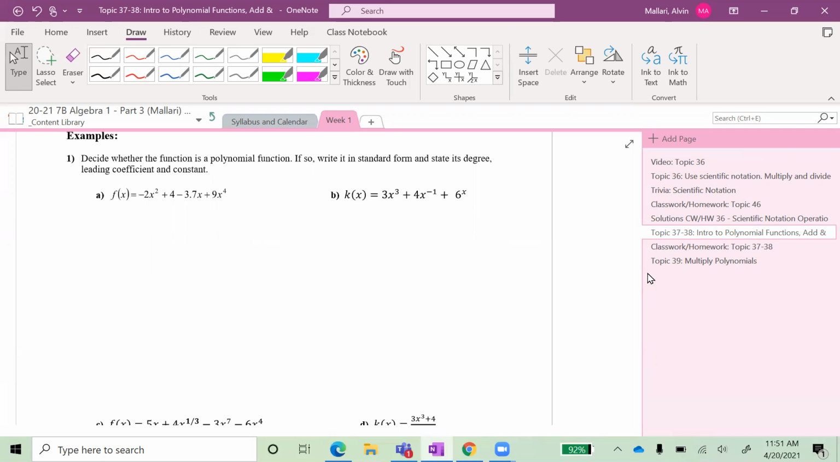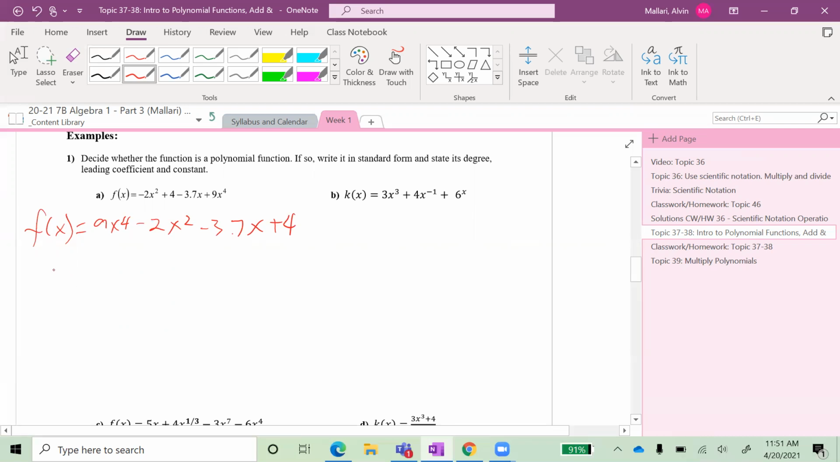All right, so to write this in standard form, we are going to write it in decreasing exponents. So I will say f of x is equal to 9x to the fourth minus 2x squared minus 3.7x plus 4. Okay, so it is a quartic. It's a quartic polynomial.